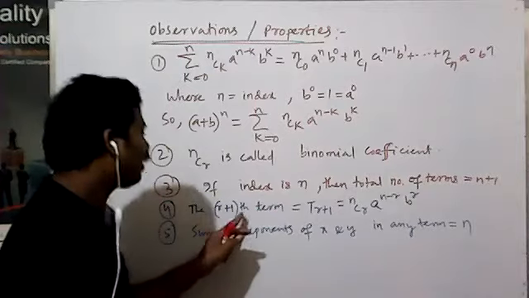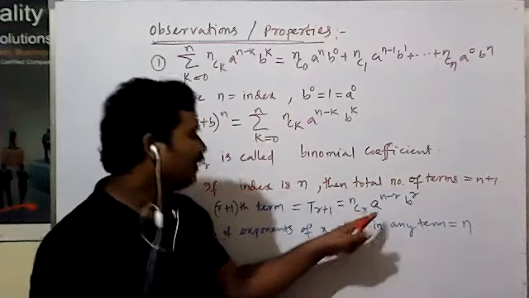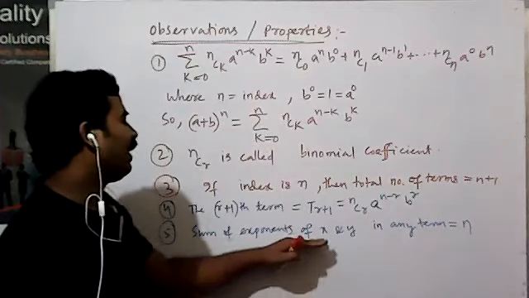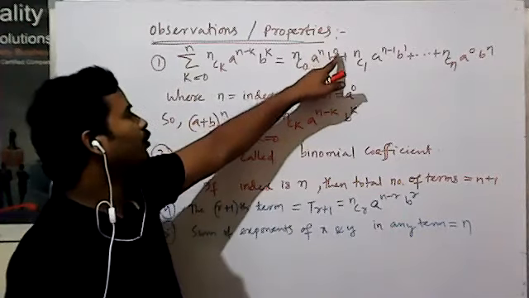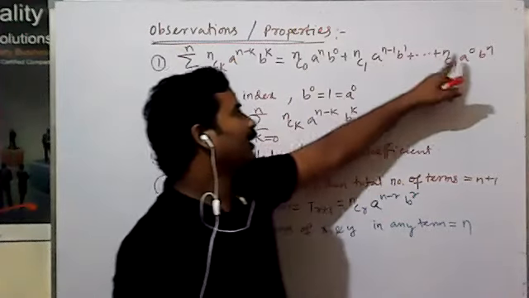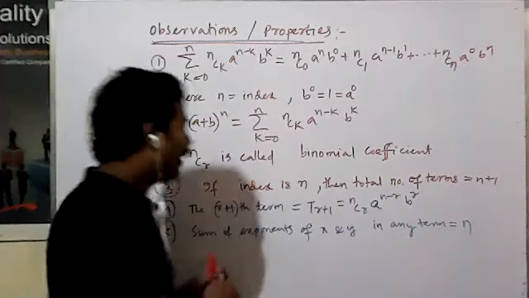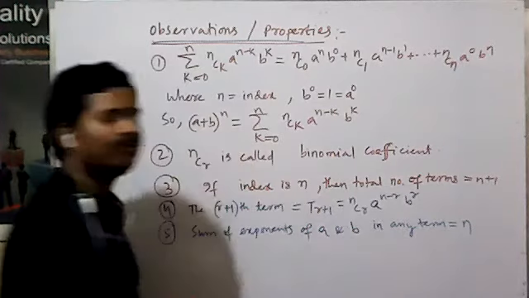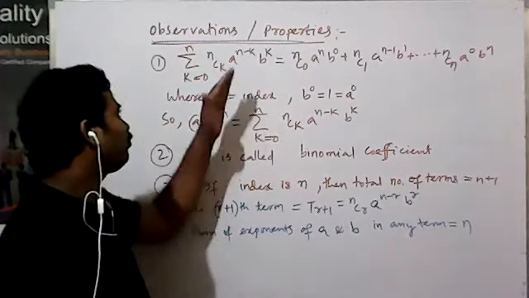Now the (r+1)th term, that is T(r+1), is nCr a^(n-r) b^r. The sum of the exponents of x and y, or a and b, in any term is equal to n. Here this term, n + 0, is equal to n. n - 1 + 1 is equal to n. Similarly, 0 + n is equal to n. That is the property.